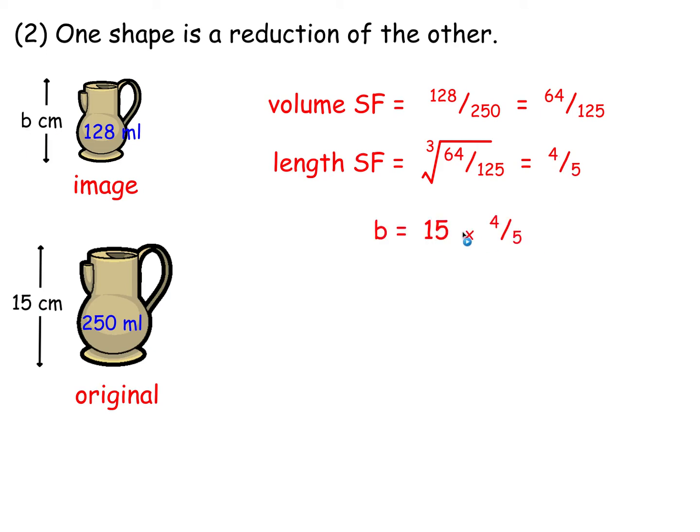So here's working 15 times the length scale factor. That means 15 gets divided by 5, 3, and multiplied by 4, 12. So that height was 12 centimetres. So that's volume. Cube root the volume scale factor to get the length scale factor.